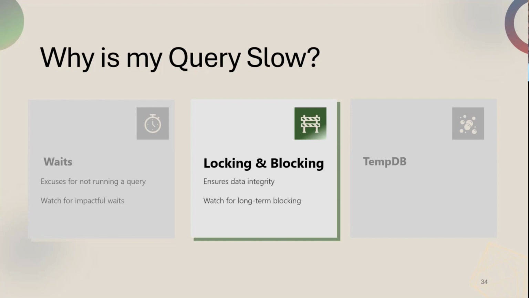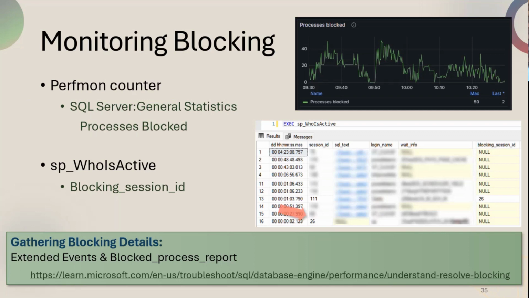The main thing to watch for on locking and blocking is long-term stuff. If you're updating a phone number and that's taking several minutes, that's probably a problem. So how can we find it? There's a perf counter looking at processes blocked. We can see how many things are blocking or being blocked over time. The last time this graph refreshed, there were 2. Again, if that was steady, that might indicate a problem. So how can we dig into it more for something that's running?